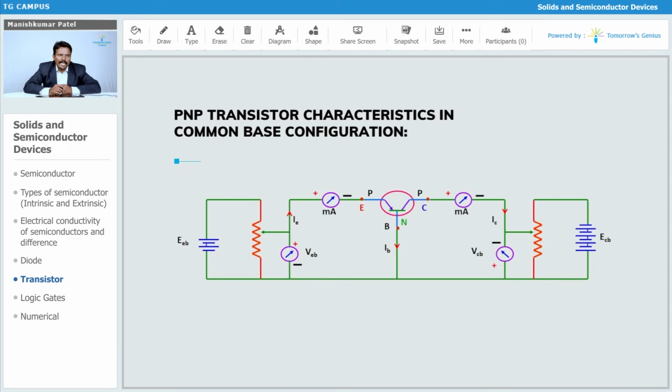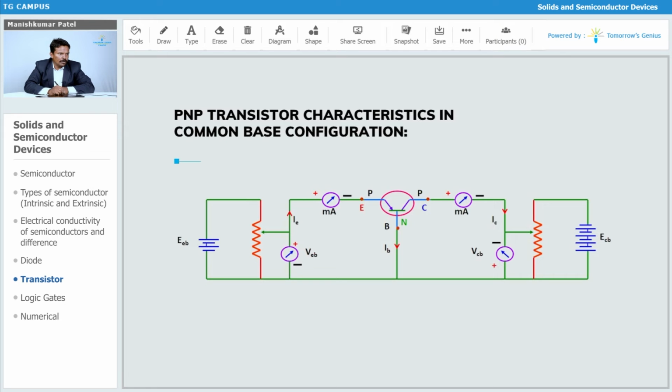To measure the characteristics, we are going to look at common base characteristics. There are three kinds of configurations which are possible: one is your common base, one is your common emitter, and another is your common collector. That we will now see. In common base, the base is common between your input and output. That is how we can show it. So the base is common over here.